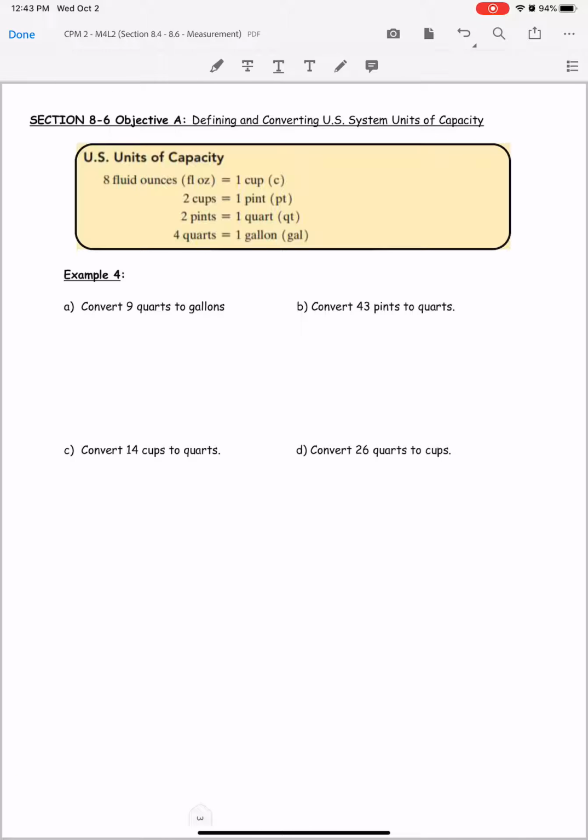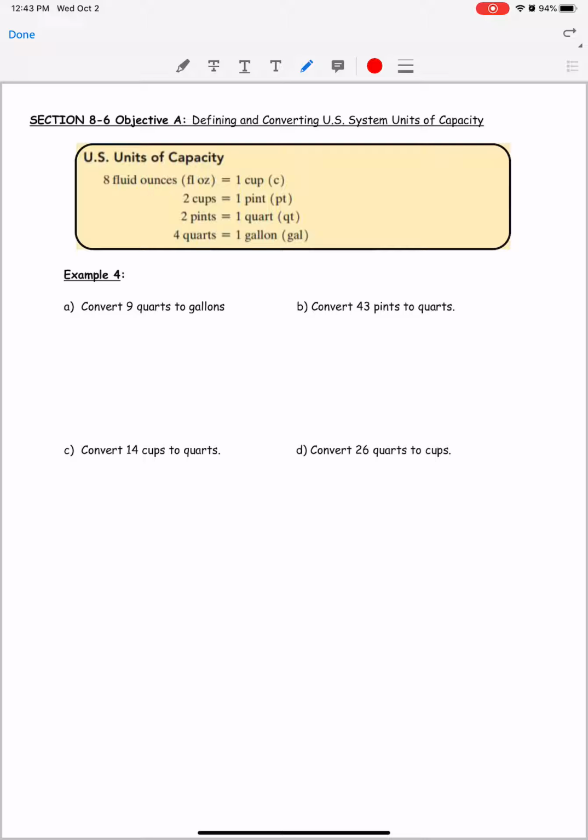Okay, turn that page. We have example 4 with 4 examples. Same concept though. Now I'm talking about capacity. Treat it the exact same way that we did with length and with weight. It's no different. Get your units to cancel. So convert 9 quarts to gallons.